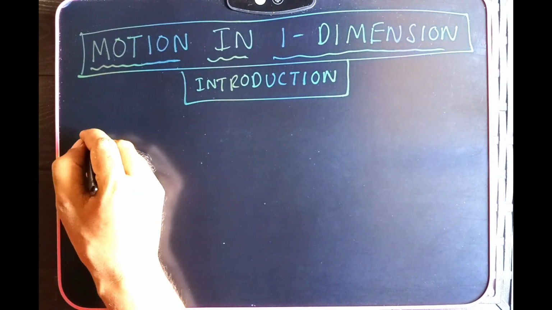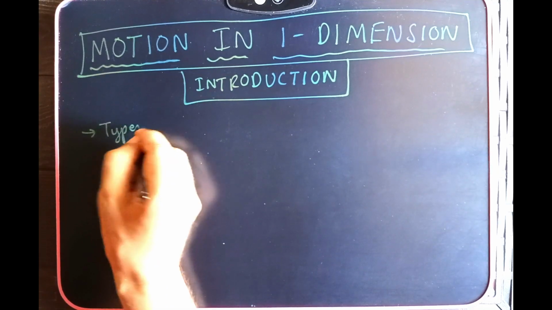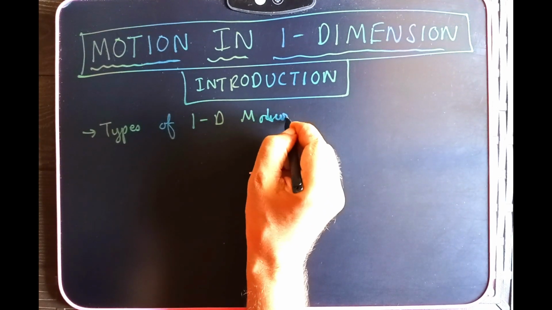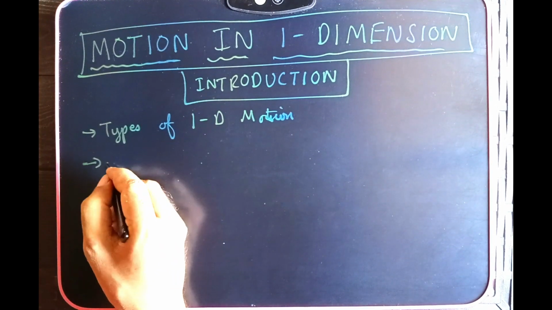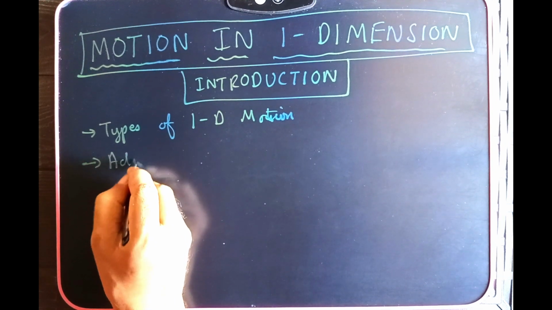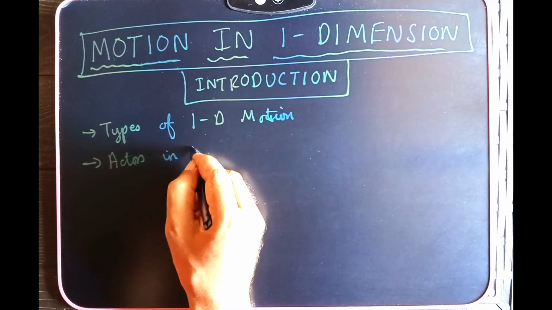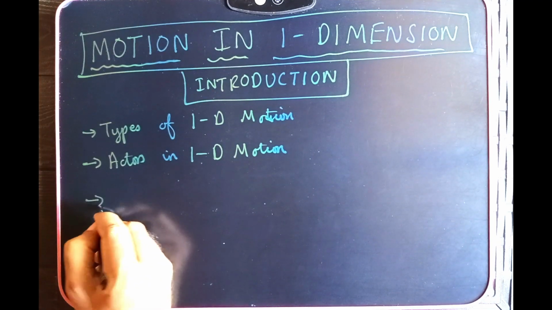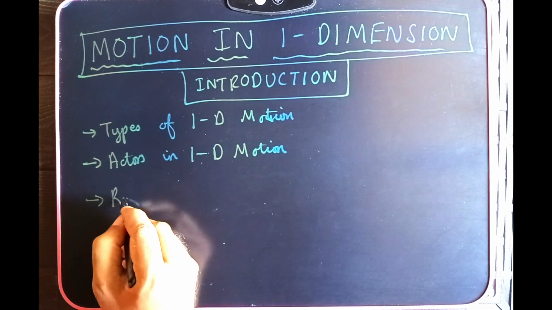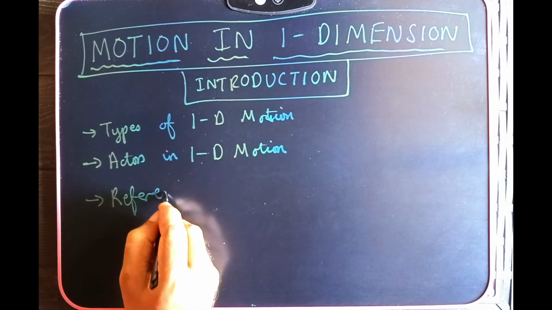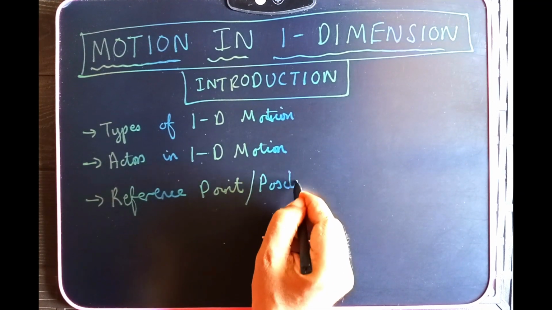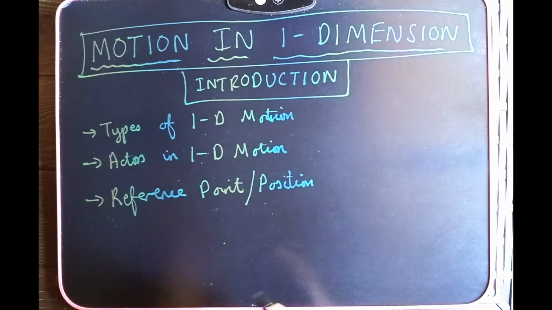So in this particular session we will cover the types of 1D motion, right? We will see what are the aspects involved, what are the actors in one dimensional motion. Then we will see a few aspects like reference point or position. And in the next session we will study distance and displacement in depth.